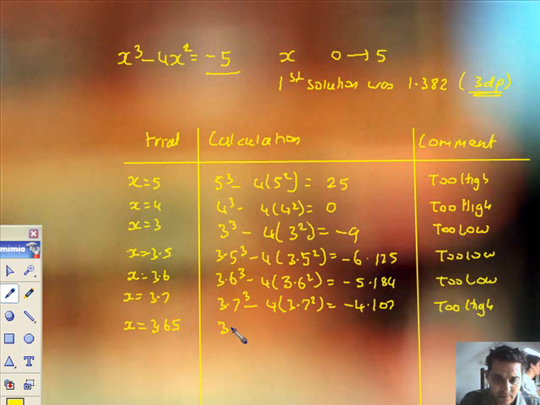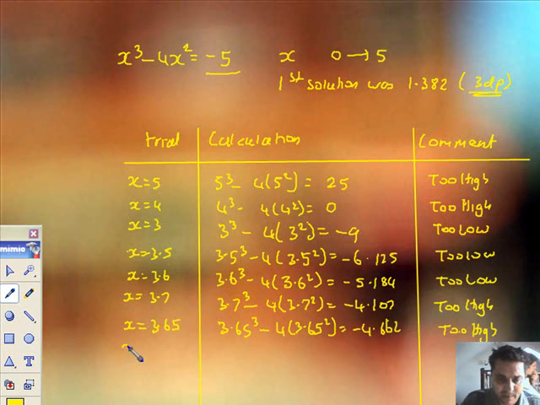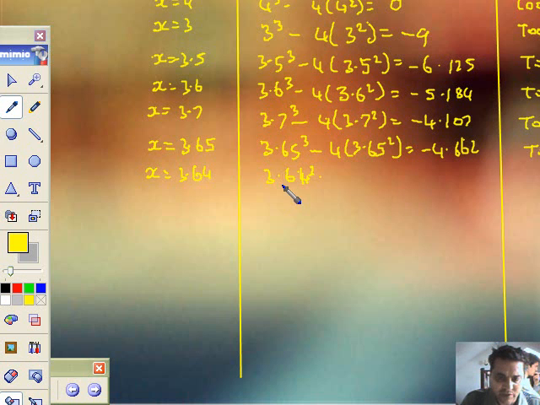So here I go, 3.65 cubed minus 4 lots of 3.65 squared, and I got minus 4.662, and that is still too high. What did I do next? I went to x equals 3.64. This will be my last one. I pause the video and then do the rest of them just to save time, so you're not watching me do this messy little procedure.